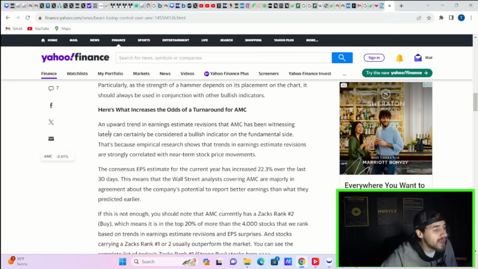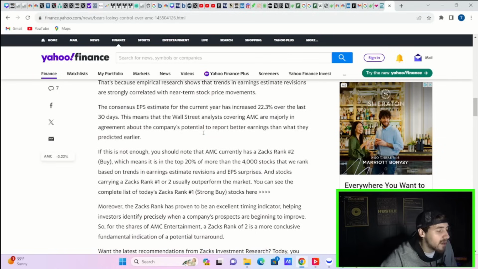Now, this is what increases the odds of a turnaround for AMC. It says, an upward trend in earnings estimate revisions that AMC has been witnessing lately can certainly be considered a bullish indicator on the fundamental side. That's because empirical research shows that trends in earnings estimates and revisions are strongly correlated with near-term stock price movements. The consensus EPS estimate for the current year has increased 22.3% over the past 30 days. This means that the Wall Street analysts covering AMC are majorly in agreement that the company's potential to report better earnings than what they predicted earlier.